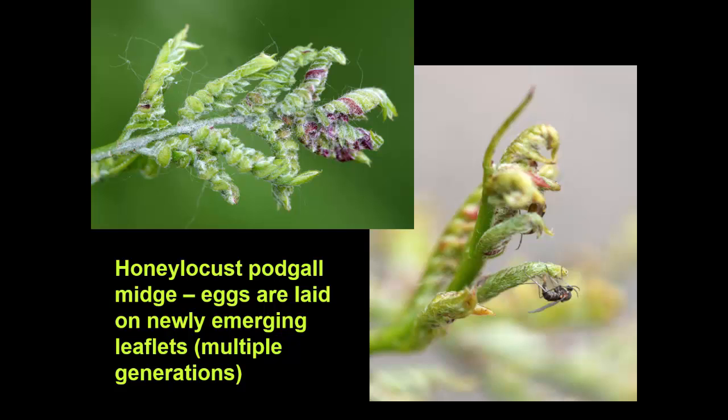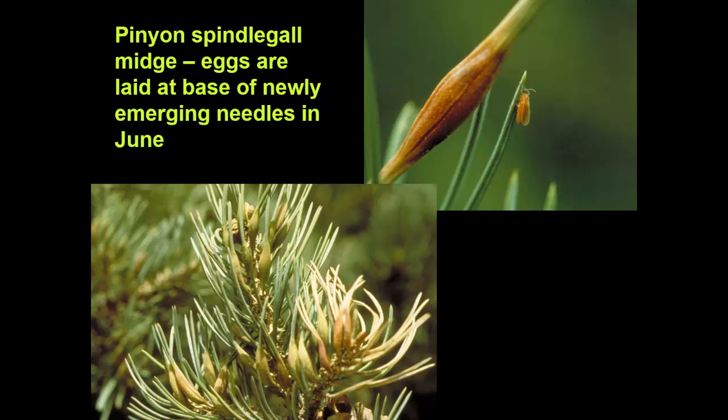Honeylocust pod gall midge, they lay their eggs on the newly emerging leaflets. They have multiple generations because there's lots of new leaves coming out, but that's the only tissue that can be turned into a gall, and that would be the target for a control. Pinyon spindle gall midge, they lay eggs at the base of a newly emergent needle in June, and when those newly emergent needles are coming out, that would be the target period.